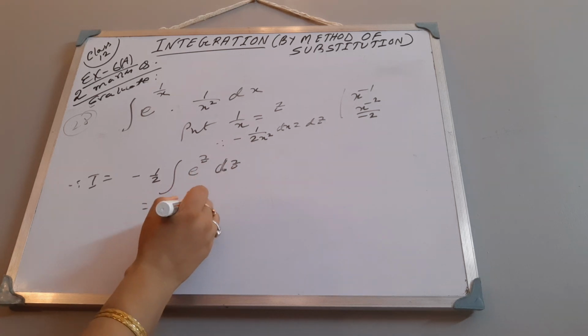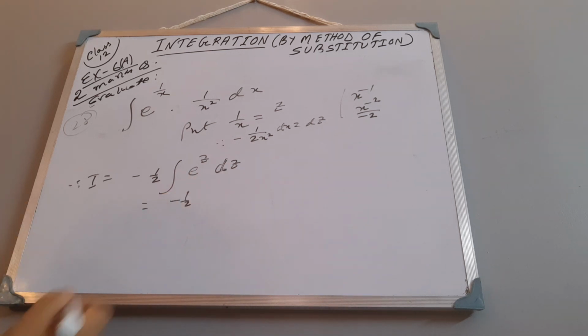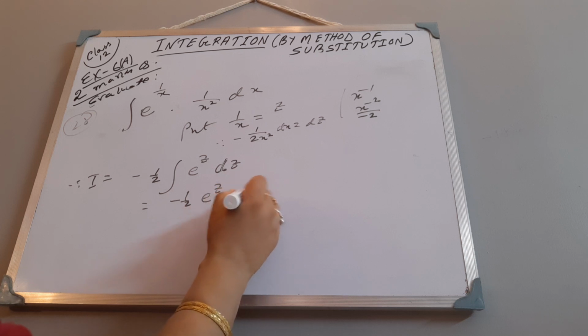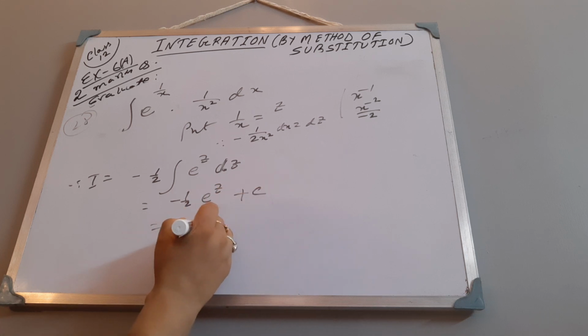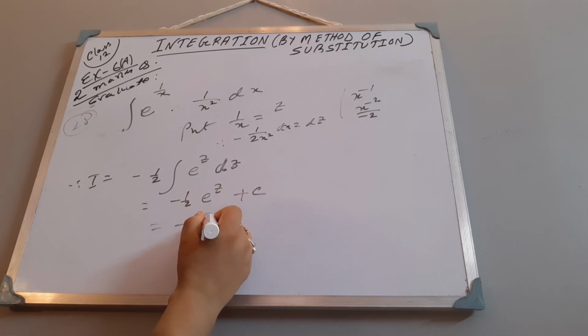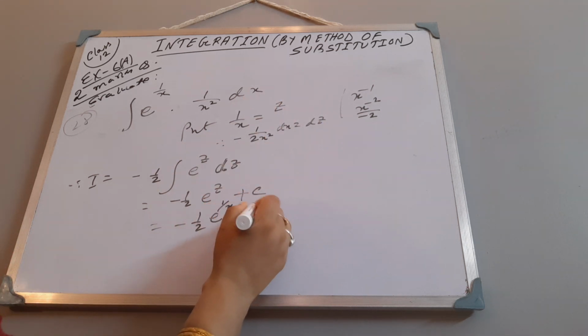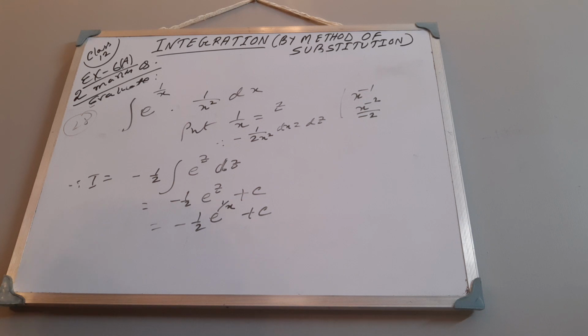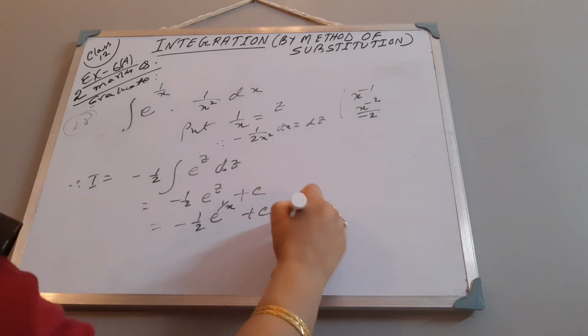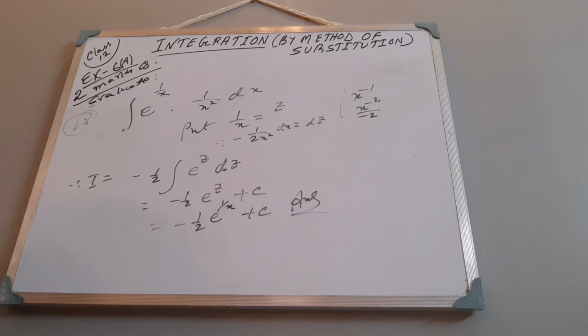Now minus half integral e to the power z remains the same. So it is again e to the power z plus c. So minus half e to the power z, and e to the power z we have taken as 1 by x, which is coming minus half e to the power 1 by x plus c. This will be the answer. Sum number 28 done. Next we will start sum number 30.